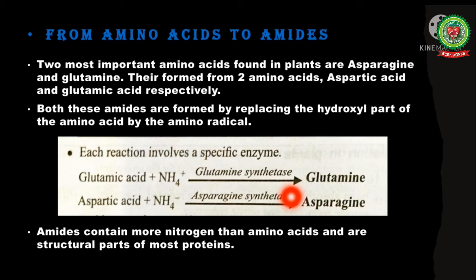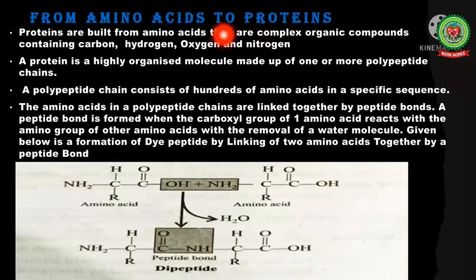From amino acids to proteins. Proteins are built from amino acids. They are complex organic compounds containing carbon, hydrogen, oxygen, and nitrogen. A protein is a highly organized molecule made up of one or more polypeptide chains. A polypeptide chain consists of hundreds of amino acids in a specific sequence.